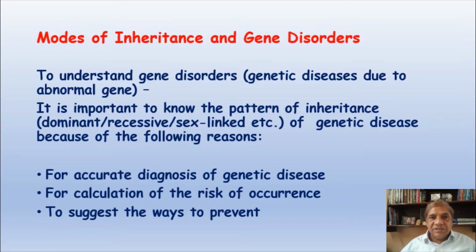Now, why is it necessary to know the modes of inheritance? It is necessary to know the modes of inheritance for any normal trait or any abnormal gene expression. Number one, it is for accurate diagnosis of genetic disease. Second, for the calculation of the risk of occurrence, whether this trait will express in the second child, third child or not, and to suggest how to prevent it. That is the importance of knowing the modes of inheritance. Now I pass to the next slide.